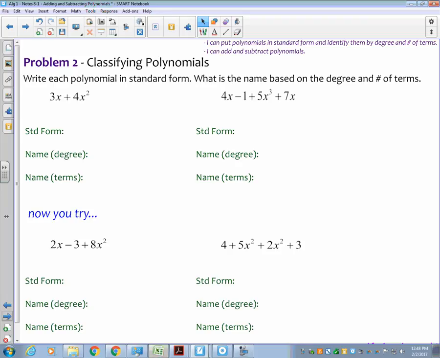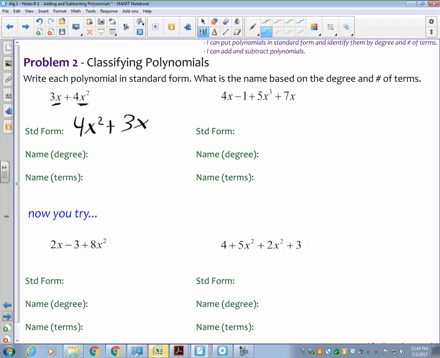Okay. So there's 2 ways we're going to classify the polynomial. One is to tell you what degree it is, and one is to tell you how many terms there are in the polynomial. So the first one, we take the biggest exponent and write it first. Then we take the next one and write it. So now it's in standard form.